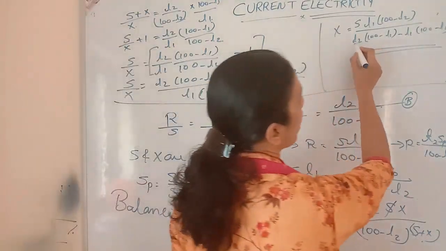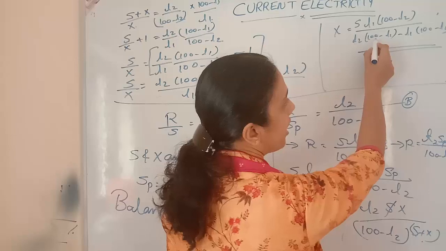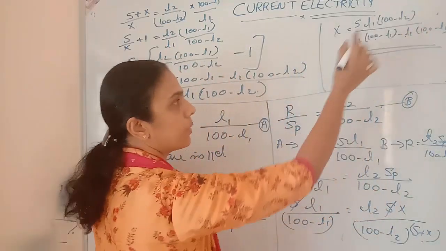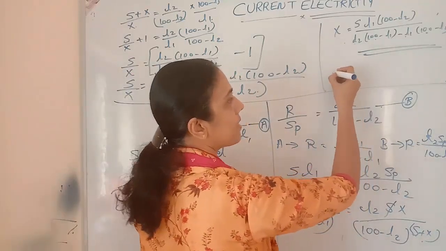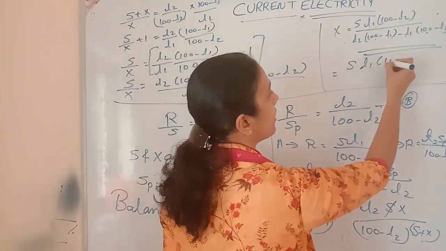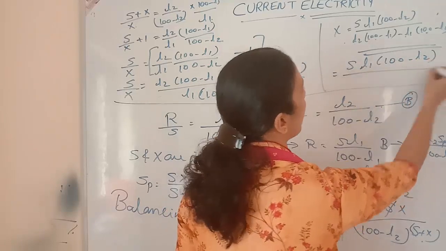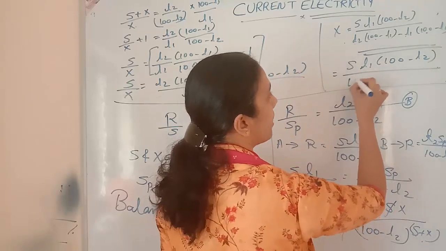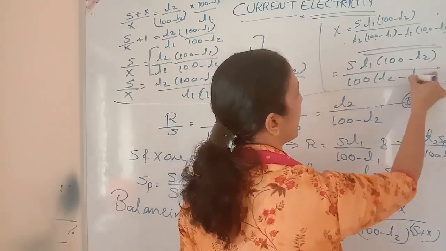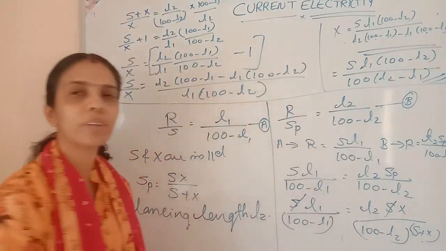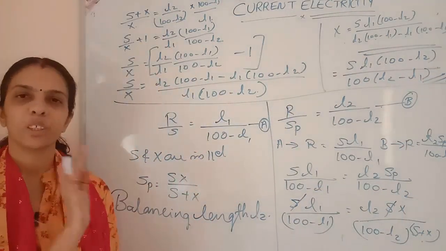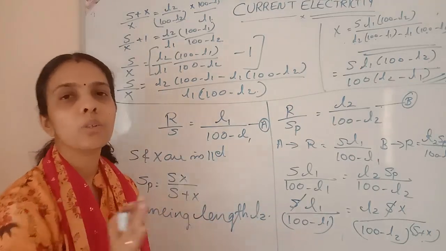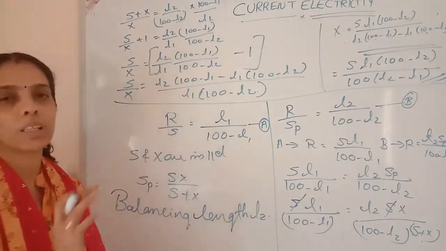Here, if you want, you can write it as 100 L2 minus L1 L2 minus 100 L1 plus L1 L2. That one will get cancelled and you can write down the final answer as S into L1 into 100 minus L2, divided by 100 into L2 minus 100 into L1, so 100 into L2 minus L1. Like that we can write down. Only solving the equation is a little bit difficult, everything else is easy. So it's an easy question. If you know the Wheatstone's bridge, you can easily find it out.